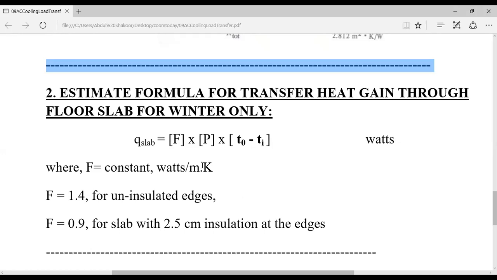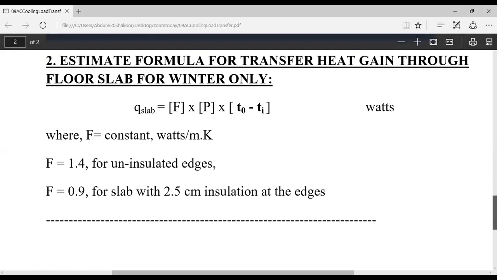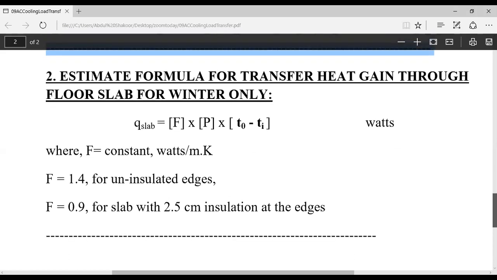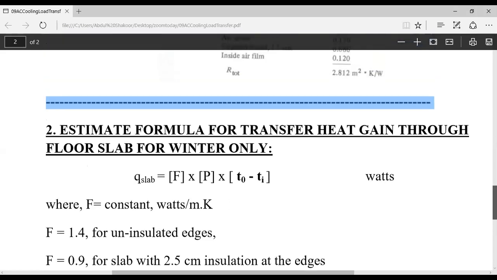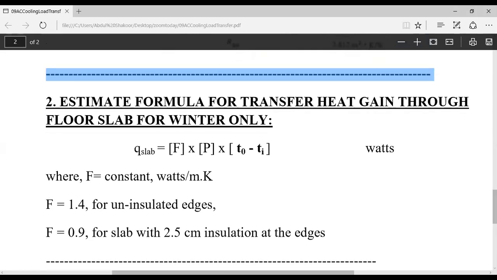So you multiply this factor F by the perimeter, which is the linear length of all sides of the room, and then by delta T, To minus Ti. To is the atmospheric temperature, the outside air design temperature, and Ti is the inside temperature. Remember, this is for winter only. It is written in the heading also.